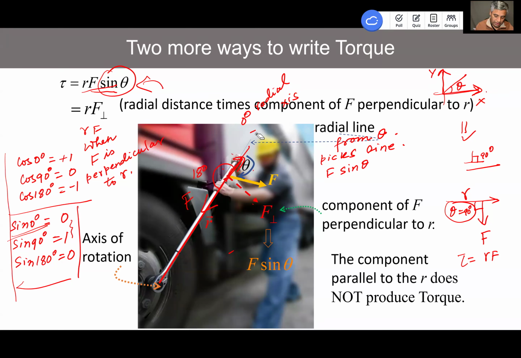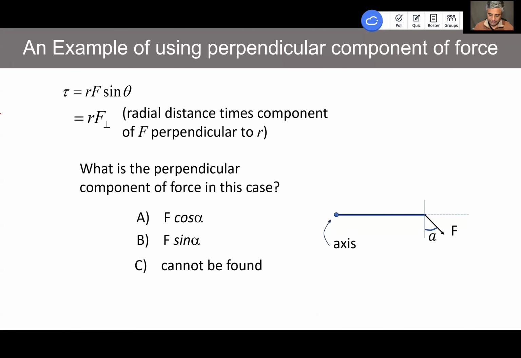So some of these values are going to come in handy. Okay, so this is the second way of finding torque. Use the formula if you know the angle between R and F. Sometimes it's easy to talk in terms of components. So you can write R times the perpendicular component of force. Over here we grouped these two together, but R is also a vector. That means we can also group R and sine theta. And that's what we're going to do next.